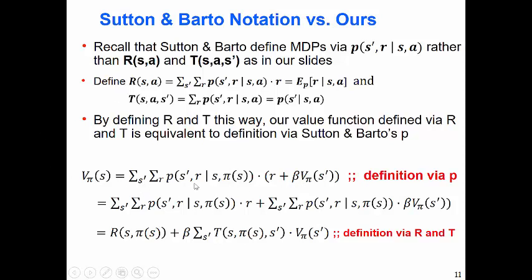Now, this is how your book defines the value of a policy. It says you sum over all the next states, sum over all the rewards, so they've got to be discrete, and then you look at the probability of each next state and reward given the policy's action. And this is the contribution for that next state and reward: the reward plus the discounted value of that next state, right? So this is how your book does it.